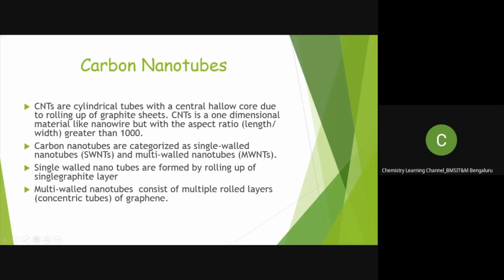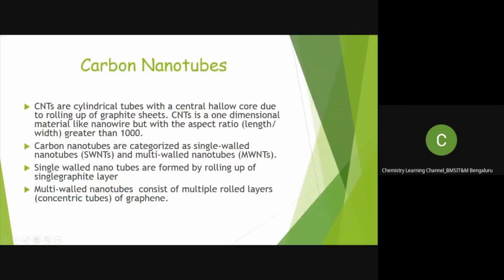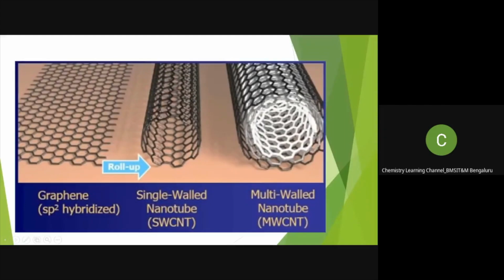Carbon nanotubes are categorized as single-walled and multi-walled nanotubes. And single-walled nanotubes are formed by rolling up of a single graphite layer like this. Only a single layer of graphene is rolled, and we can form a single-walled nanotube. And multi-walled nanotubes consist of multiple rolled layers of graphene.